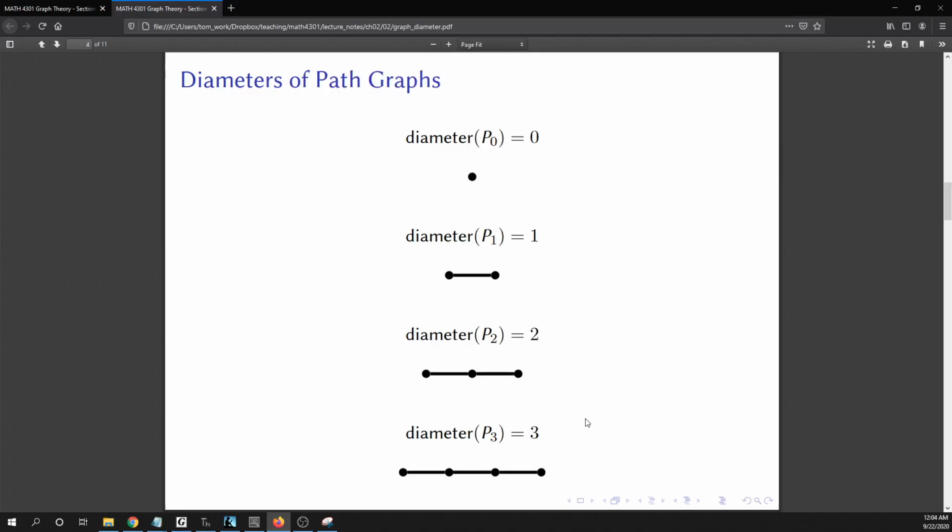All right, some of the graphs that we've talked about before, their diameters. The diameter of the path graphs is just equal to the number of edges in the path. So diameter of P0 is 0, diameter of P1 is 1, diameter of P2 is 2, and so on and so forth.